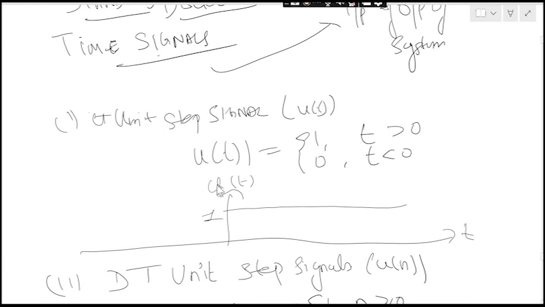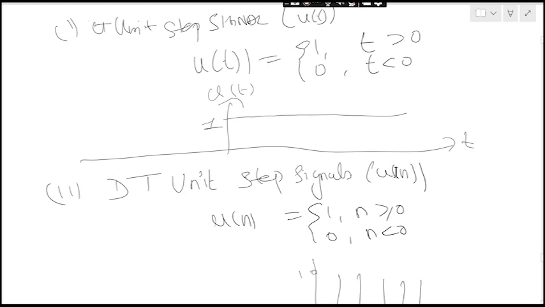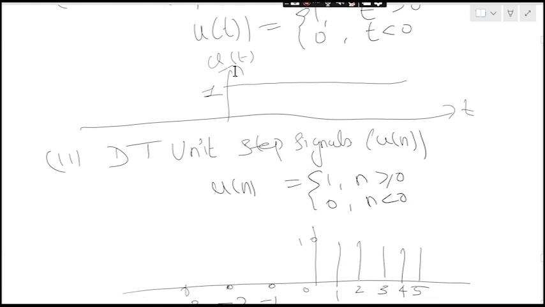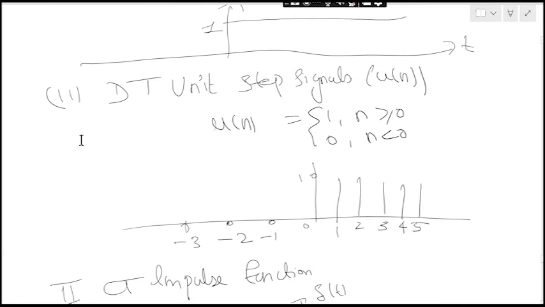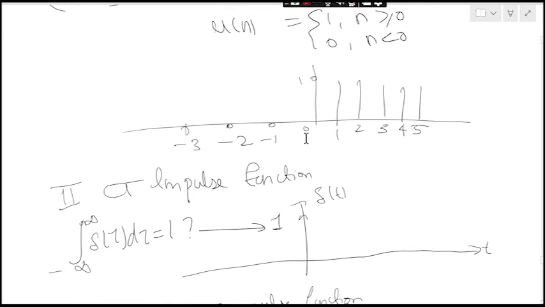When the unit step signal u of t equals 1 for t greater than 0 and 0 for t less than 0, here we are just drawing the diagram, and this is the straight line we are getting for this graph. And this is the discrete time unit step signal u of n, same 1 and 0, for n greater than or equal to 0 or n less than 0. We are getting this.